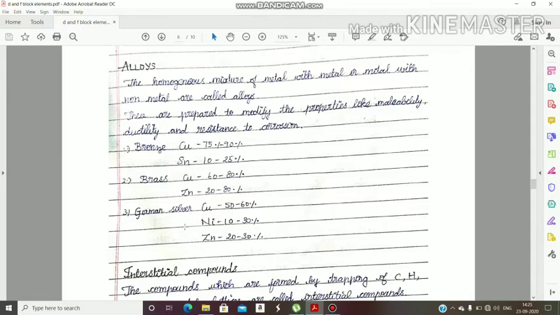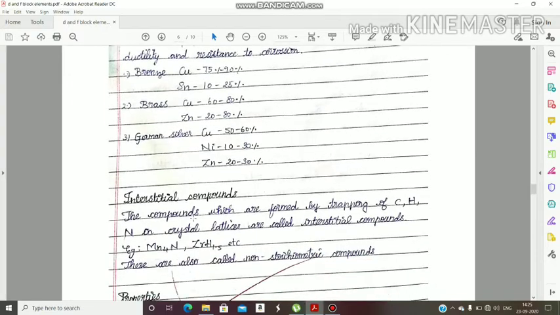One important point regarding German silver: the name itself has silver in it, but in German silver the composition of silver is 0. The composition of silver is 0 because in German silver only copper, nickel and zinc are present. So this is about alloys.